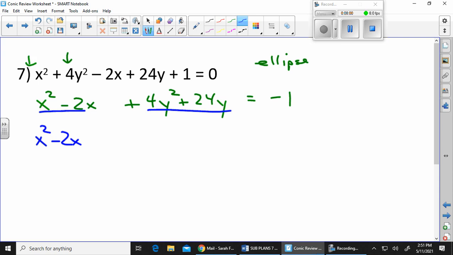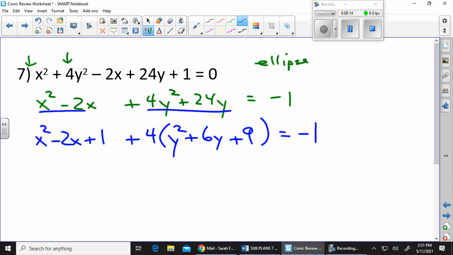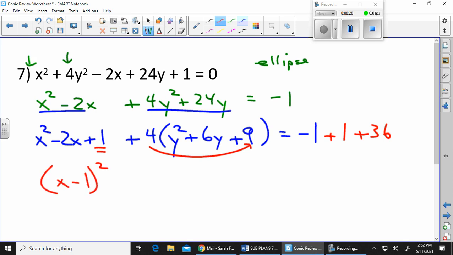Half of 2 is 1, 1 squared. Here I'm going to take my 4 out. Half of 6, 3, 3 squared, 9. But now I got to think of what I should add. What did I add here? I added 1. What did I add here? 36, 4 times 9. So now what perfect squares are those? X minus 1 squared. This is 4 times y plus 3 squared.